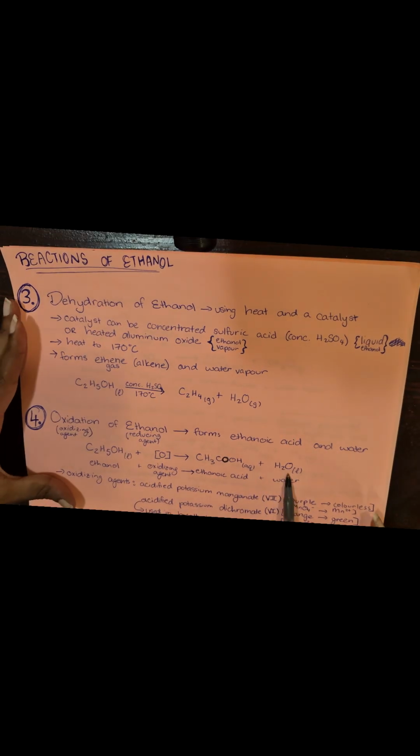One way you can remember this is if you look at the general formula of alcohols and the general formula for carboxylic acids, you'll see that the carboxylic acid has an added O in there because you oxidize the alcohol to make the carboxylic acid plus water.